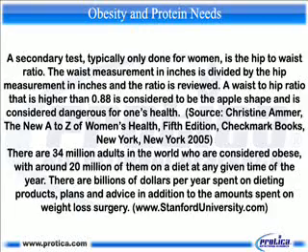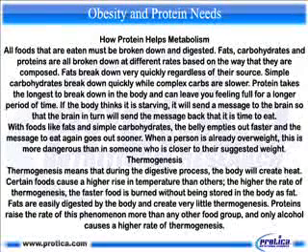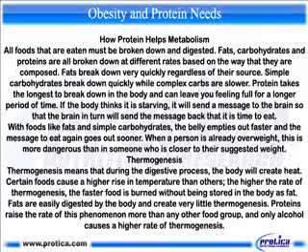www.stanforduniversity.com. How protein helps metabolism. All foods that are eaten must be broken down and digested. Fats, carbohydrates and proteins are all broken down at different rates based on the way that they are composed. Fats break down very quickly regardless of their source. Simple carbohydrates break down quickly while complex carbs are slower. Protein takes the longest to break down in the body and can leave you feeling full for a longer period of time.